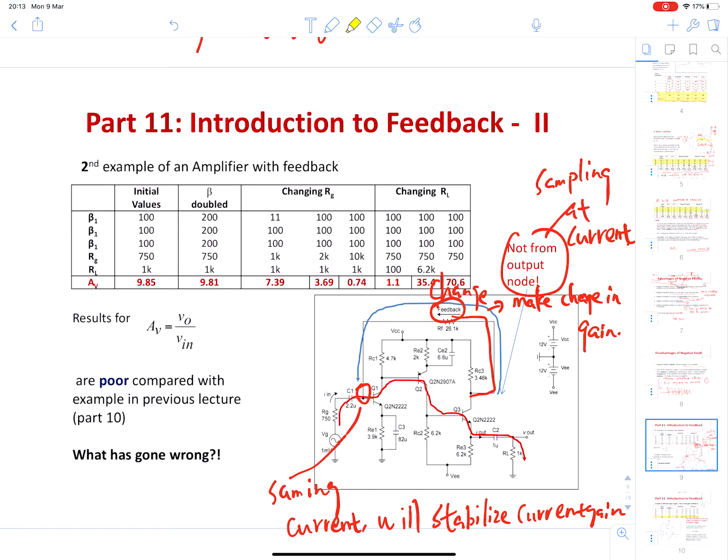And this one is not a feedback loop. This is the current. It is not from the output node. It is sampling. What do the sampling mean here?